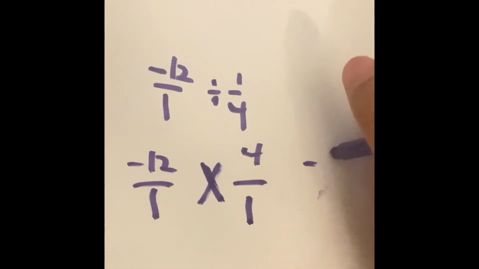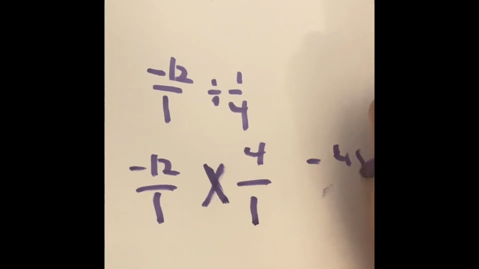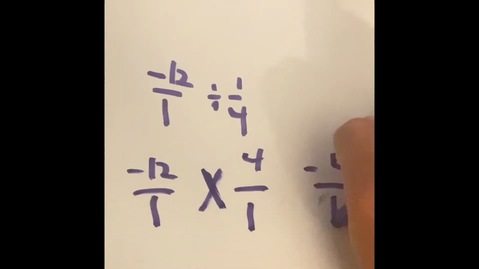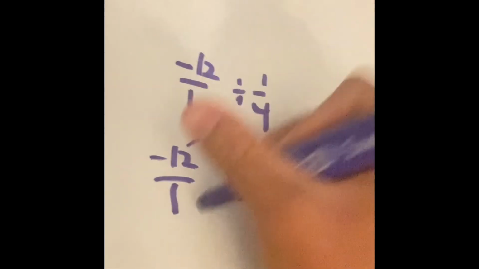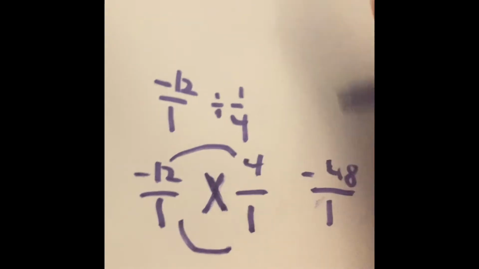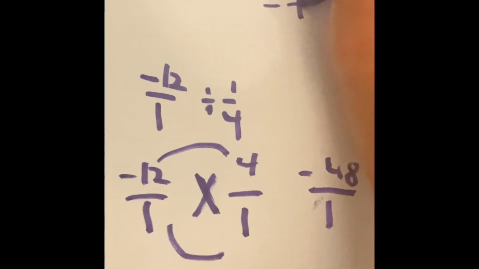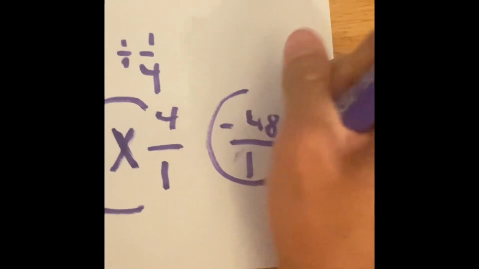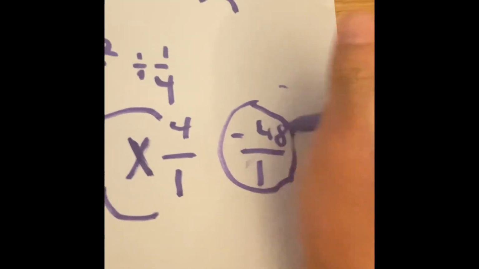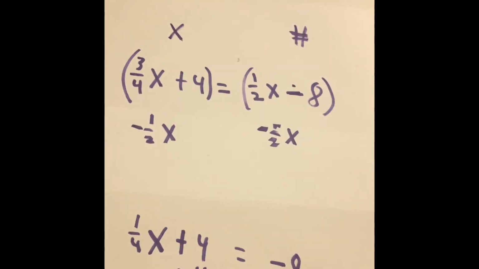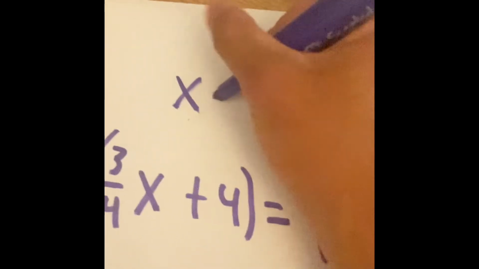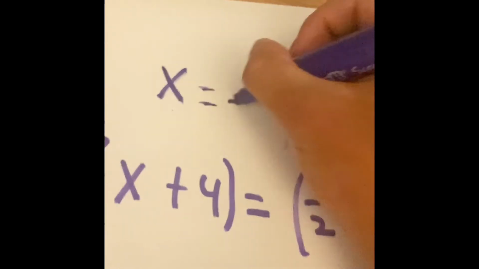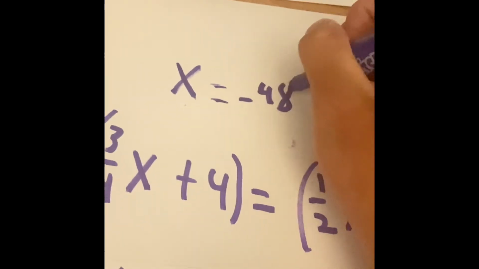So we have -48 divided by 1, because we have to cross multiply. When you have a negative with a positive, it will become a negative number. So here is our answer: -48. So we can say that in this problem, x is going to equal -48.